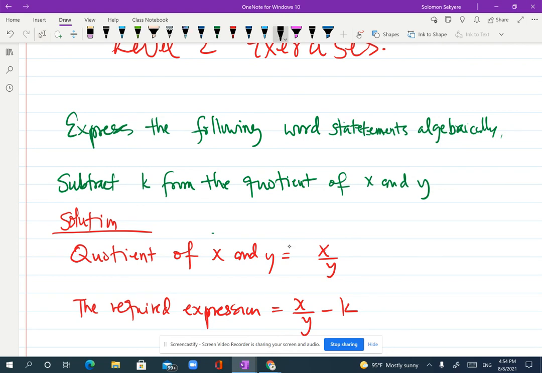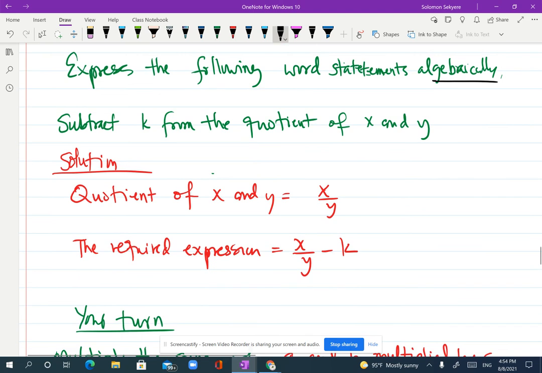Express the following word statements algebraically. Okay, so the quotient of X and Y. How do you write that? Let's just say subtract K from the quotient of X and Y. How do you write the quotient? Quotient is what? Division. Quotient of X and Y is X over Y. So the required expression is K from the quotient, so X over Y minus K.